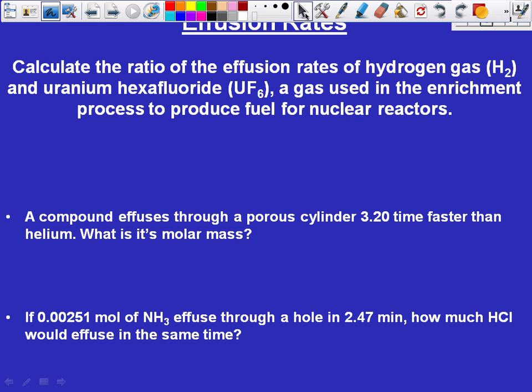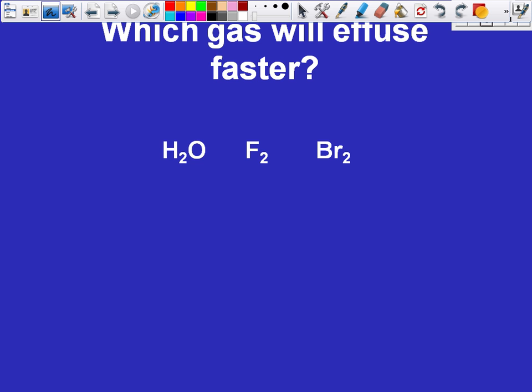I don't want to take up too much more time, so we're going to move on from here. Again, you can probably figure this one out. Which gas would effuse faster? I'm not going to answer this. I want you to figure it out. Effuse faster means lighter. I will let you figure that one out.